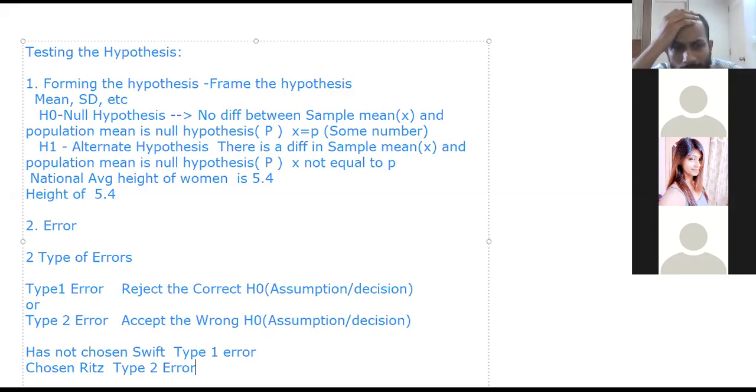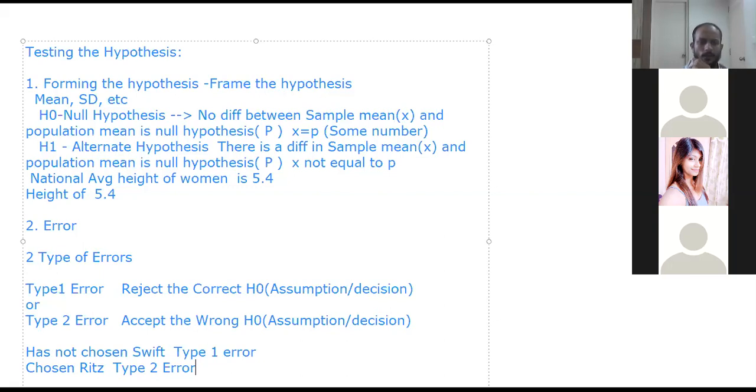Type 1 error or type 2 error? Which error did Ratan Tata make? Type 2 error. He made the wrong decision. What was the wrong decision? Launching Tata Nano. So the kind of error he made was type 2 error. Are you getting, guys? What do you mean by type 1 error?